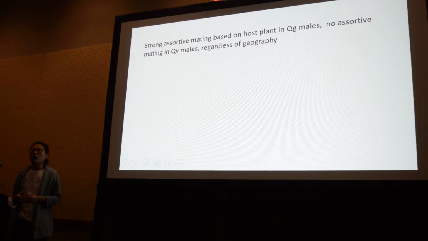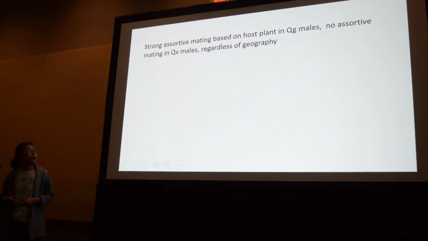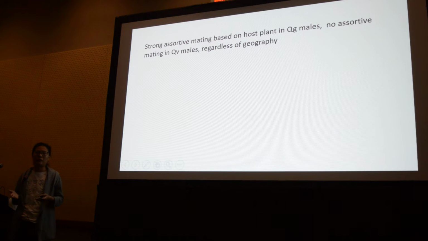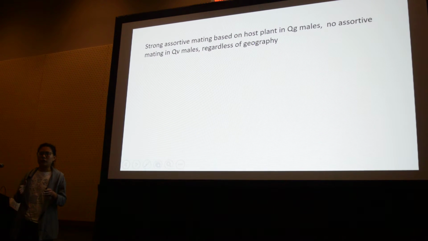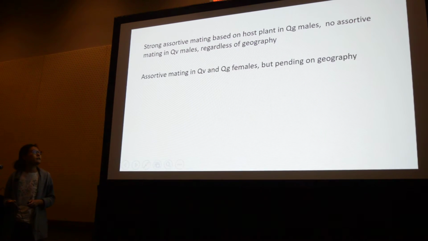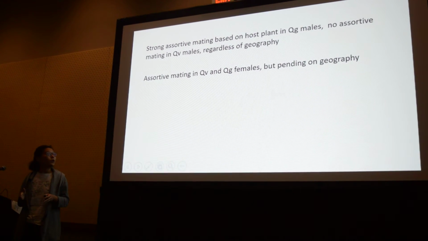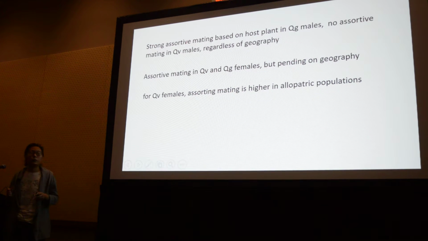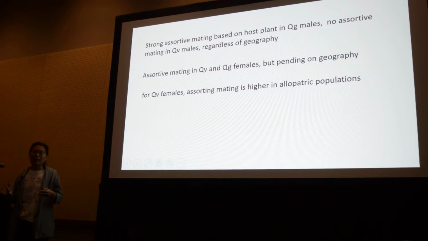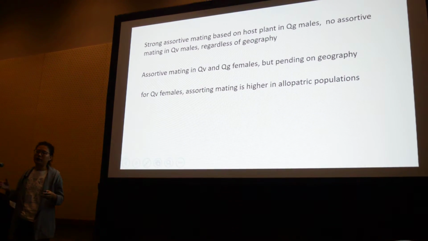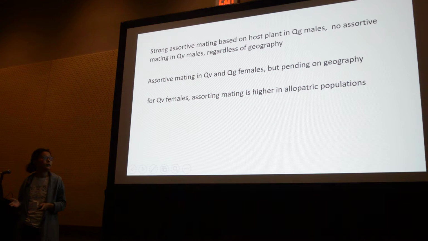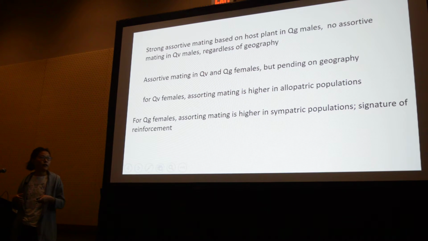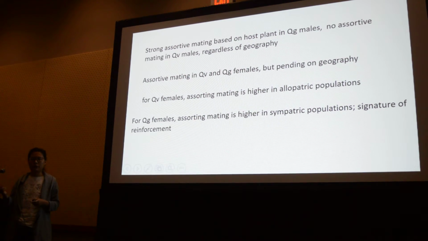To wrap it up, we found strong assortative mating based on host plant in QG males, and no assortative mating in QV males, regardless of the geography of the male population. We found assortative mating in QV and QG females, but it depends on which geography you're looking at. So for QV females, assortative mating is higher in allopatric areas, suggesting gene flow constrains the evolution of sexual isolation. However, for QG females, assortative mating is higher in sympatric populations, suggesting reinforcement.